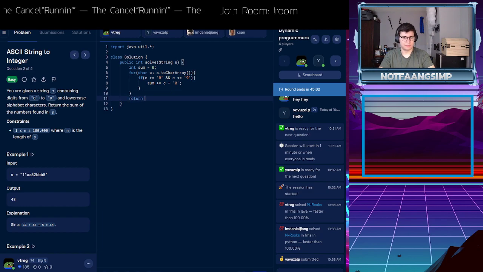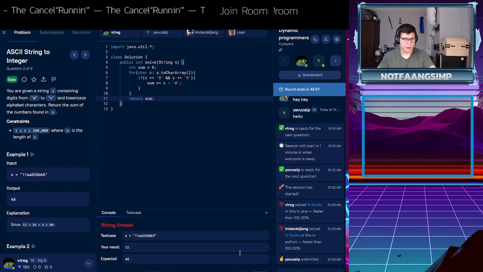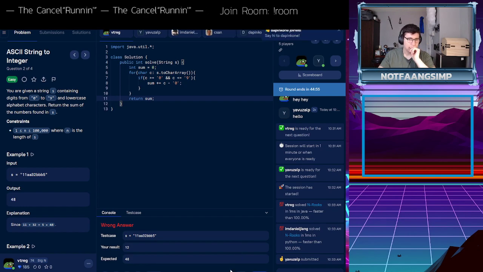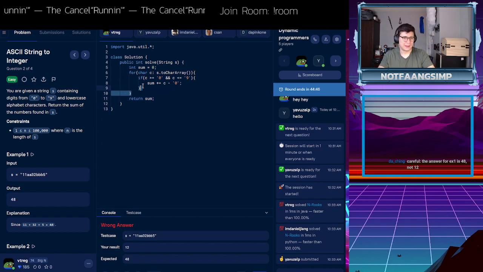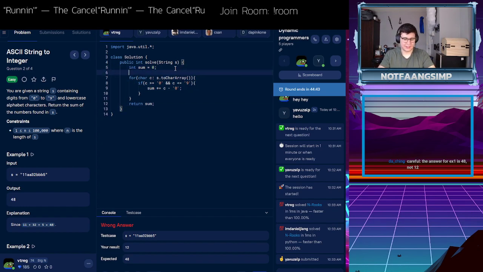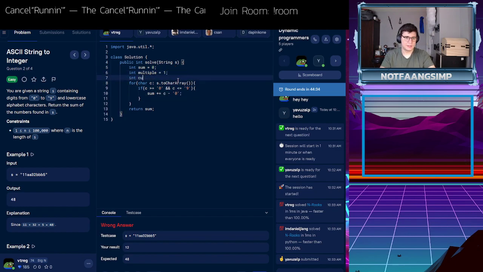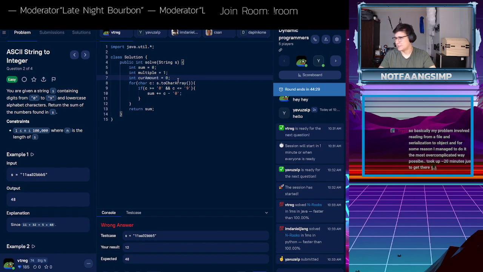Let me return some. I think that should really be it for this problem. Might be just a compilation error. Really? Oh my goodness. Okay, I see what makes it more difficult. Okay, int multiple. So we're gonna do multiple, it's gonna be equal to 1. And then let's do int cur amount. Yeah, that's what makes this problem difficult. It's the fact that you can have tens.